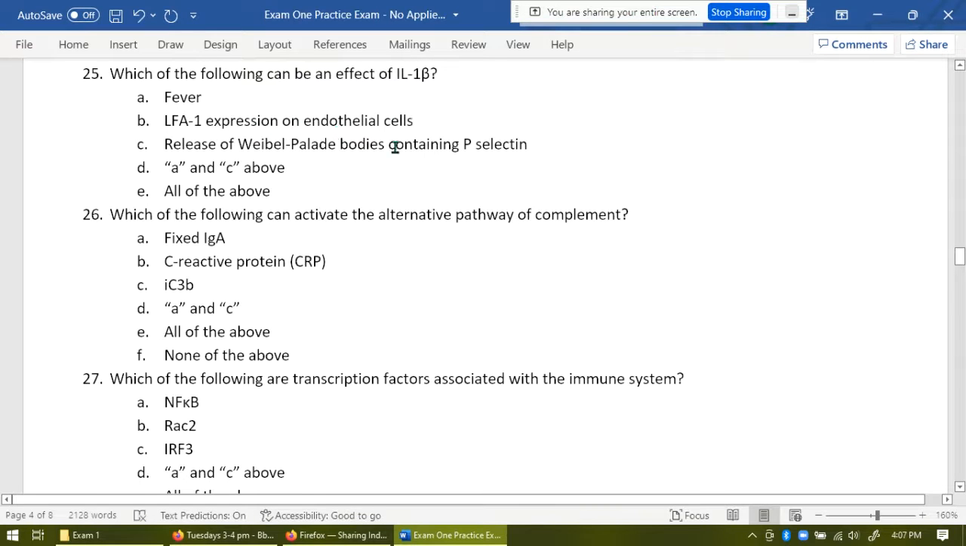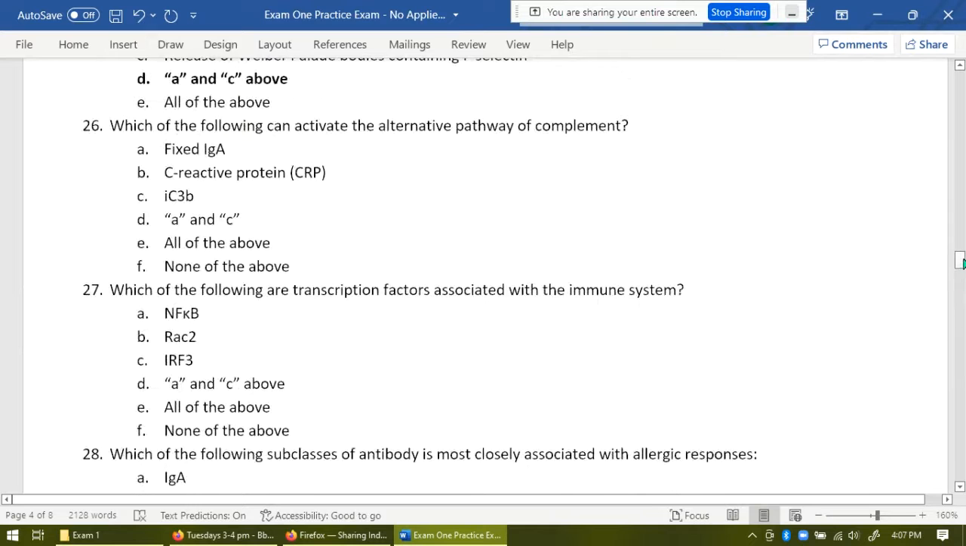LFA1 expression on endothelial cells. No. LFA1 is not expressed on endothelial cells. LFA1 is expressed on neutrophils and monocytes and T cells. Release of Weibel-Palade bodies containing P-selectin? Yes. So A and C for this one. Remember those are stored granules inside endothelial cells. I talked about those today.